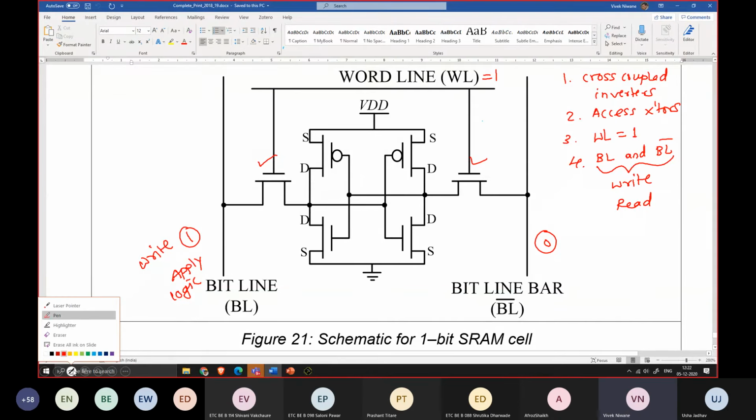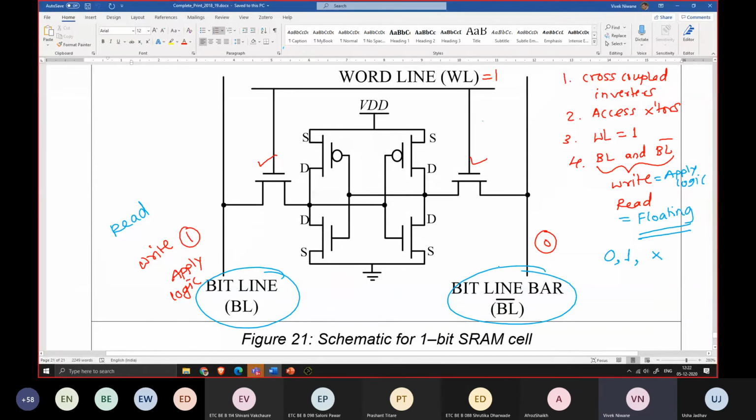But if, important point, but if we want to perform a reading operation, for writing we apply logic, and for reading you have to put your BL and BL bar in a floating mode. In Microwind you can apply 0 logic, you can apply 1 logic, also you can apply floating X. If you write X, that is floating. Your bit line and bit line bar, which are complemented to each other, become floating. When? When you are doing the reading.